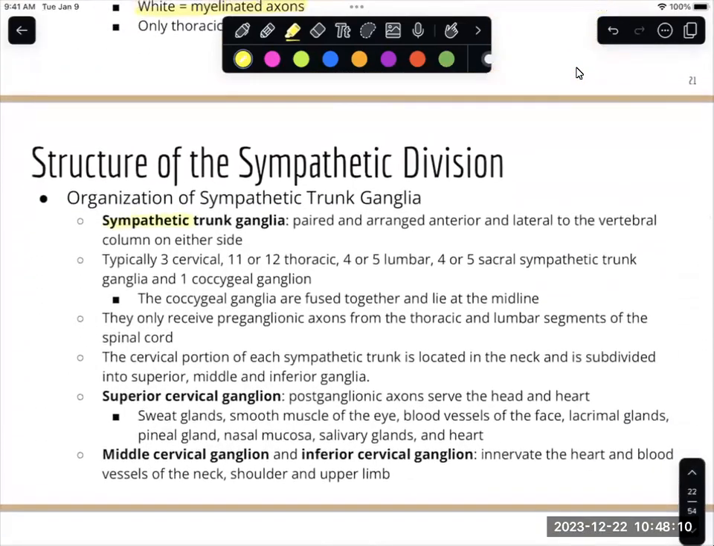That sympathetic trunk is going to run the entire length of the spinal column. There are 3 cervical, 11 or 12 thoracic, 4 or 5 lumbar, 4 or 5 sacral, and 1 coccygeal. It runs on either side; there's a left one and a right one. That superior cervical ganglion is going to the head and the heart. The middle cervical and inferior cervical go to the heart and blood vessels of the neck, arms, and shoulders.